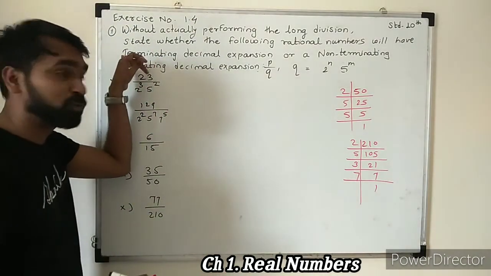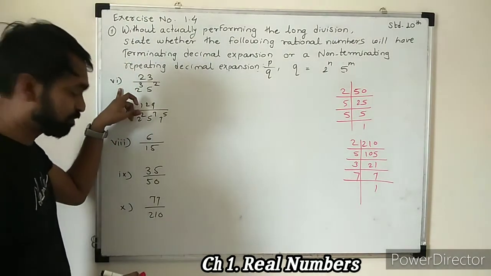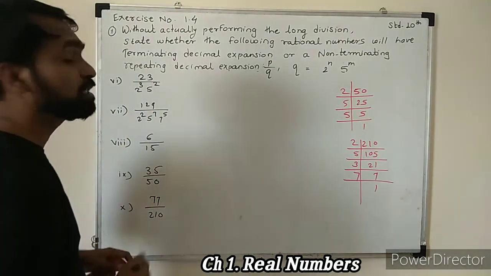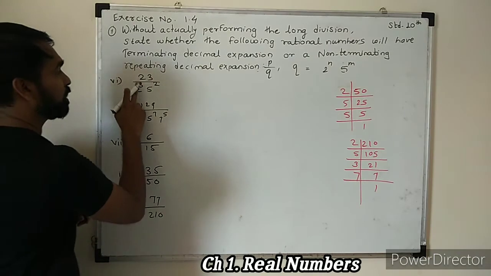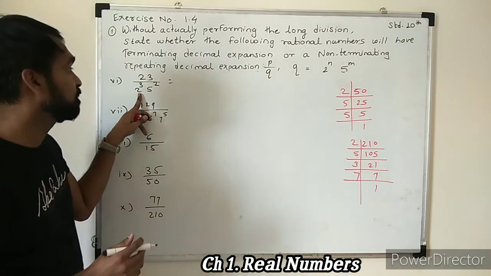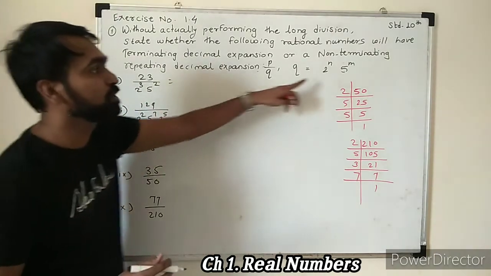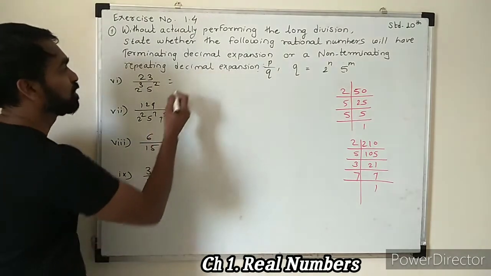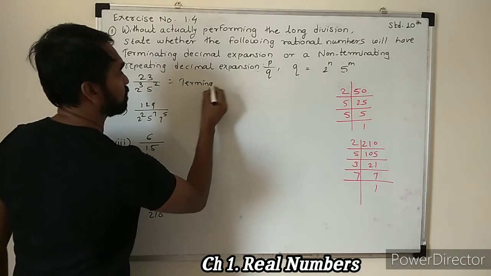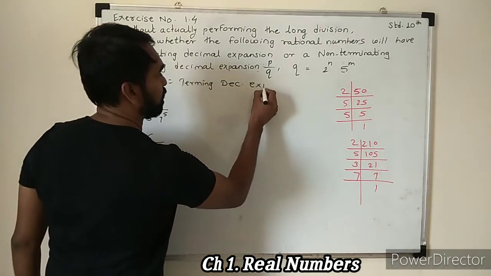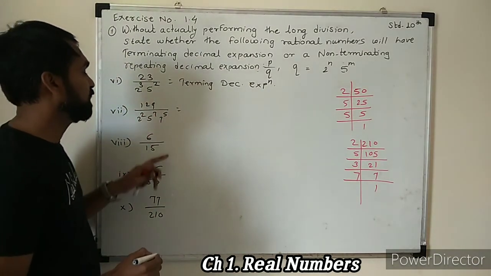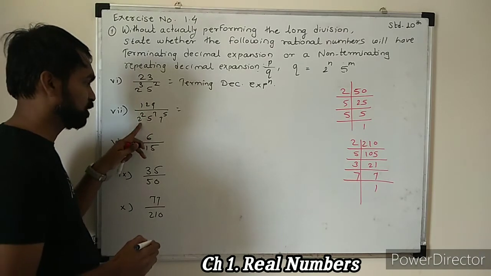Now see the next question. That is the same question, question number 1. In that there are 10 examples. So 6, 7, 8, 9 and 10. Okay. So see first here 6 number. Here 6 number is 23 upon 2 raised to 3 and 5 raised to 2. Here see in the denominator part, it is already given in 2 raised to n and 5 raised to m form. Right? So here you have to write directly the answer, that is terminating decimal expansion.